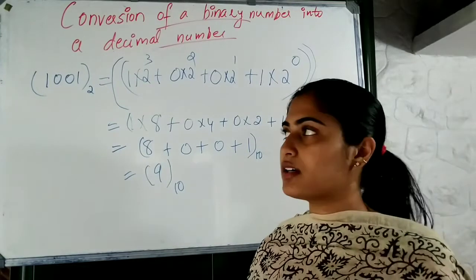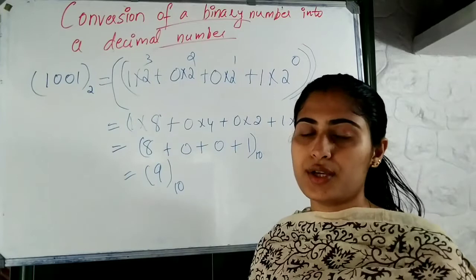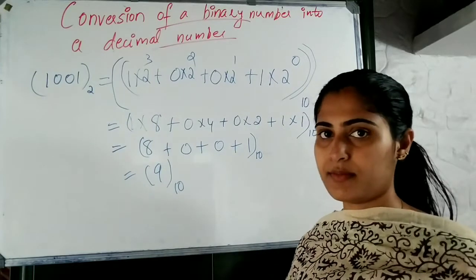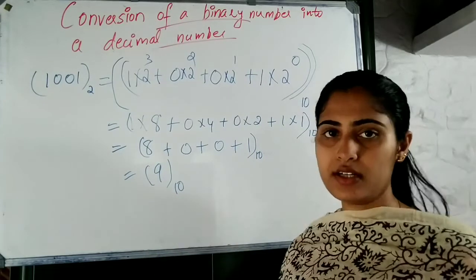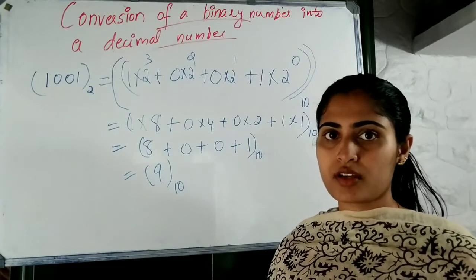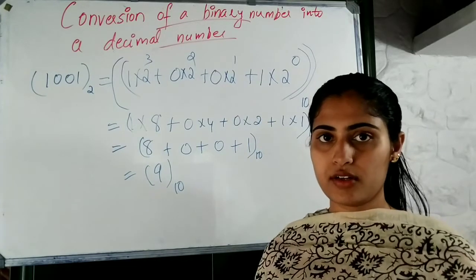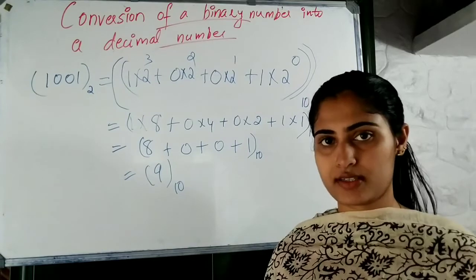By converting this binary number into its decimal form, the decimal form is 9 subscript 10. So this is how we convert a binary number into a decimal form.